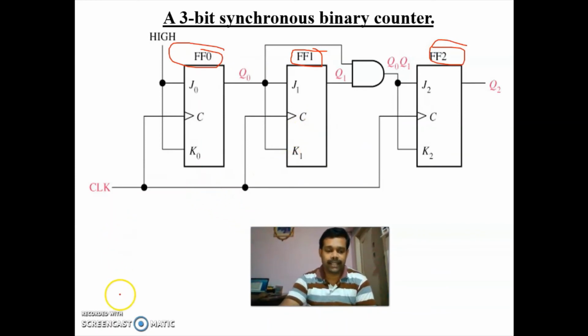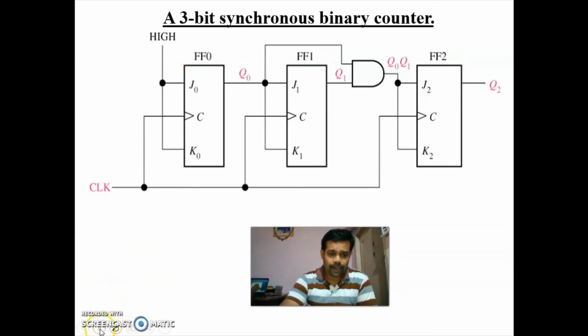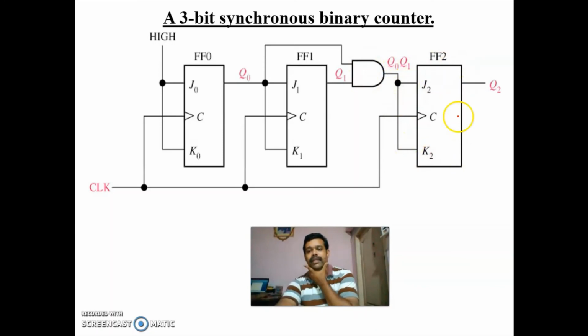So we will check the operation. In terms of the circuit diagram, for the first flip flop we made J and K high. For the second flip flop we have given the output of the first. For the third we have taken the outputs of the first and second, and we give them to an AND gate. Then we give that to the input of the F of 2 flip flop.